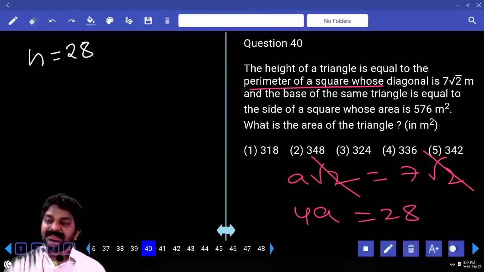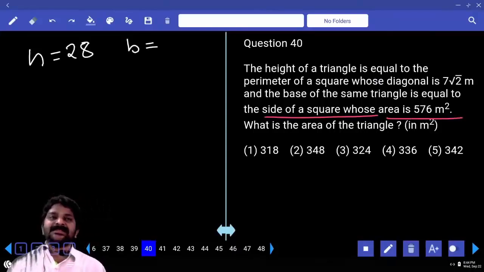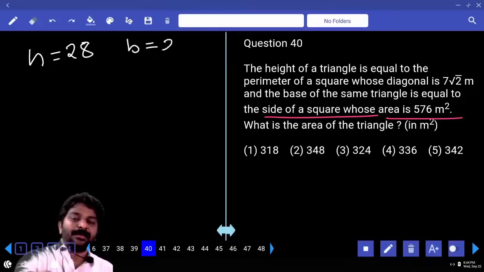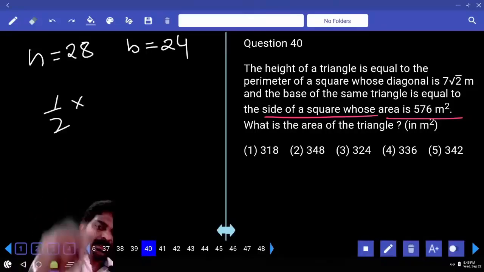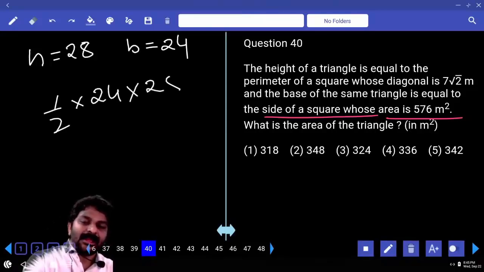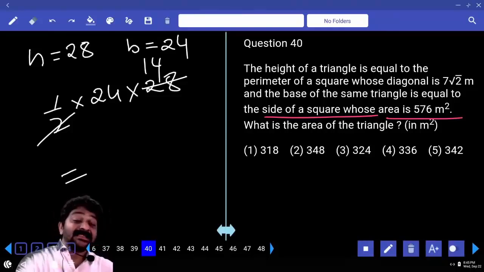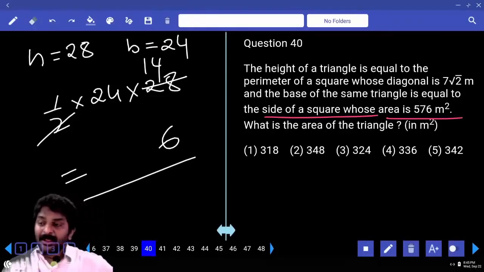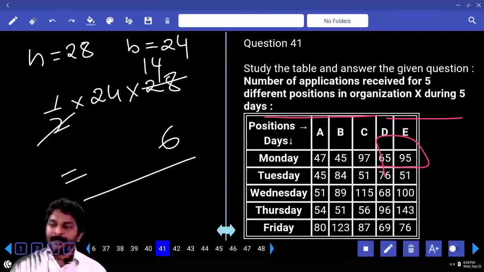Next. The base of the same triangle, that is B, is equal to the side of the square whose area is 576. If the square area is 576, 576 is which number squared? Then the side of the square is equal to 24 only, which is equal to the base of the triangle. What is the area of the triangle? Triangle area, half BH, half base into height. 2 how many times? 14 times. 24 into 14. Last digit verification. 4 into 4 ends with 6, how many options are there? Only one. Fourth option final. Yes. Yes, we are done with it.